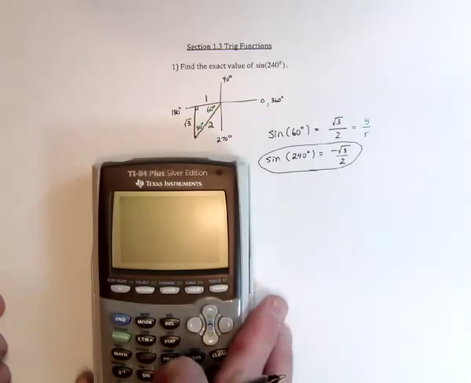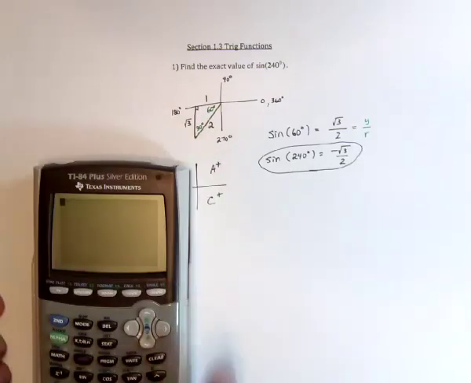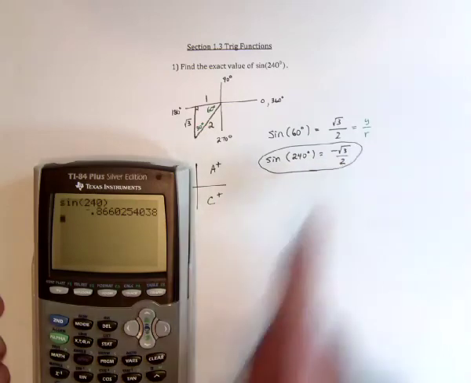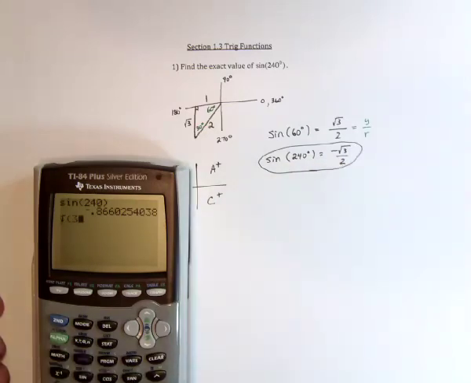And one last thing to double check. Take sine of 240, and we'll get some kind of decimal, and it's negative. And so we've got the negative right. Now double check that the square root of 3 divided by 2 is equal to that decimal. Yes, it is, and so we've got it.